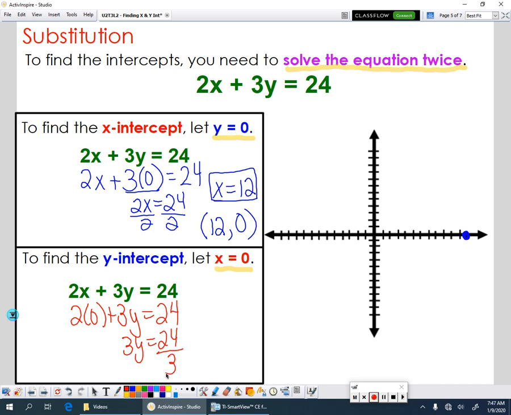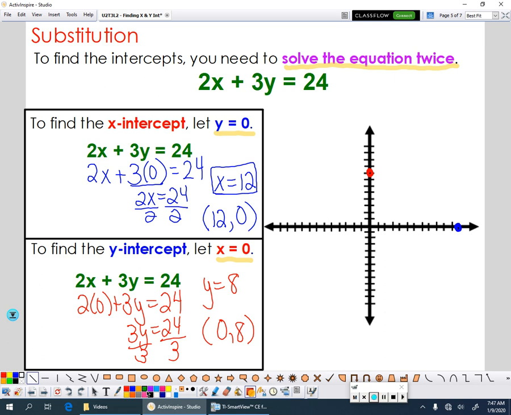When we divide both sides by 3, we find our value is y equals 8. So again, in this ordered pair, my y value is 8, the x value I plugged in was 0, and so now we can graph this. 1, 2, 3, 4, 5, 6, 7, 8 right up here, and we can connect these points together to make a line.